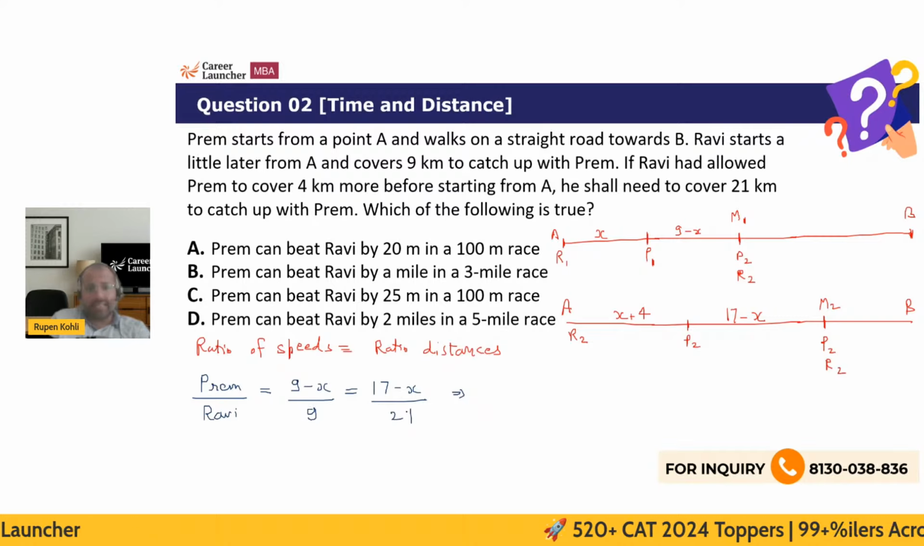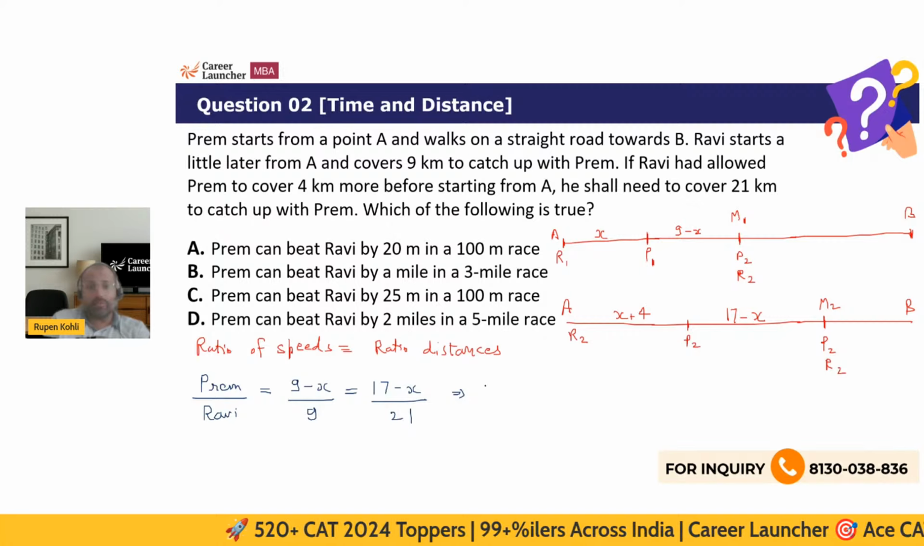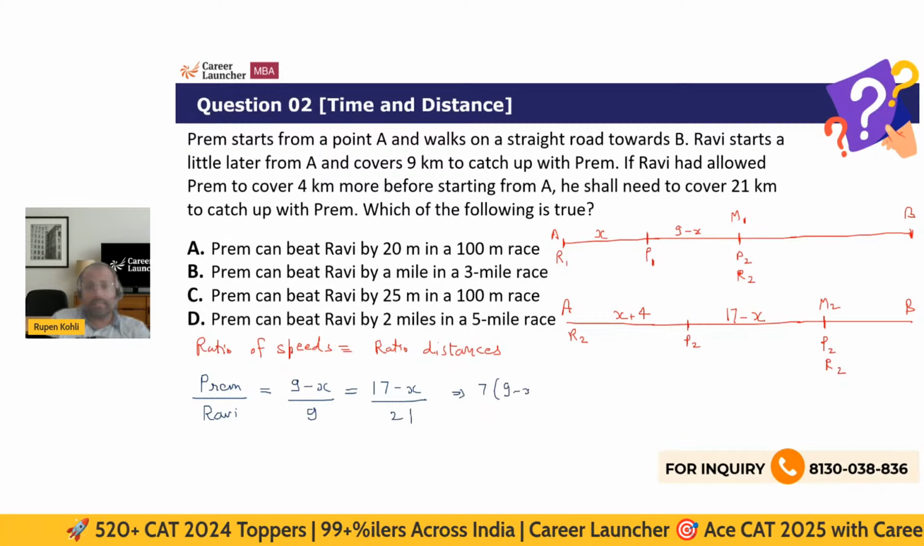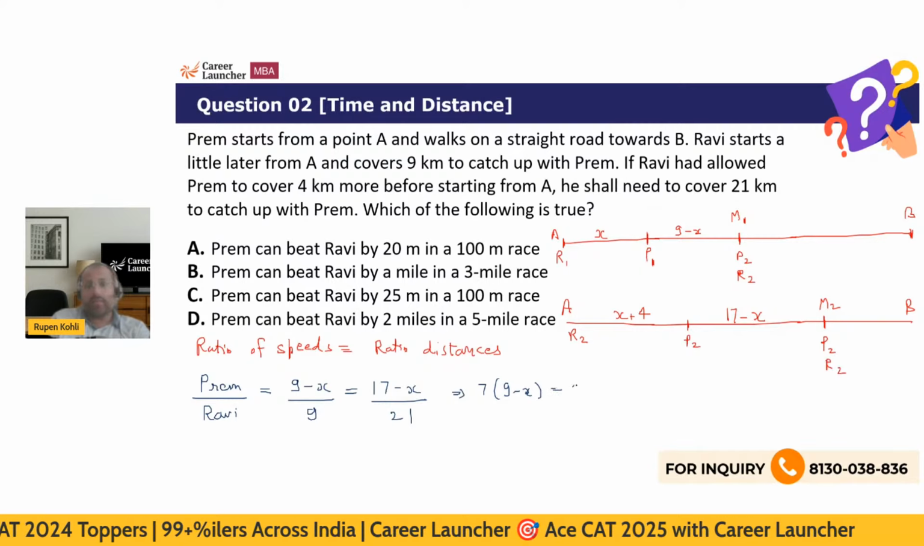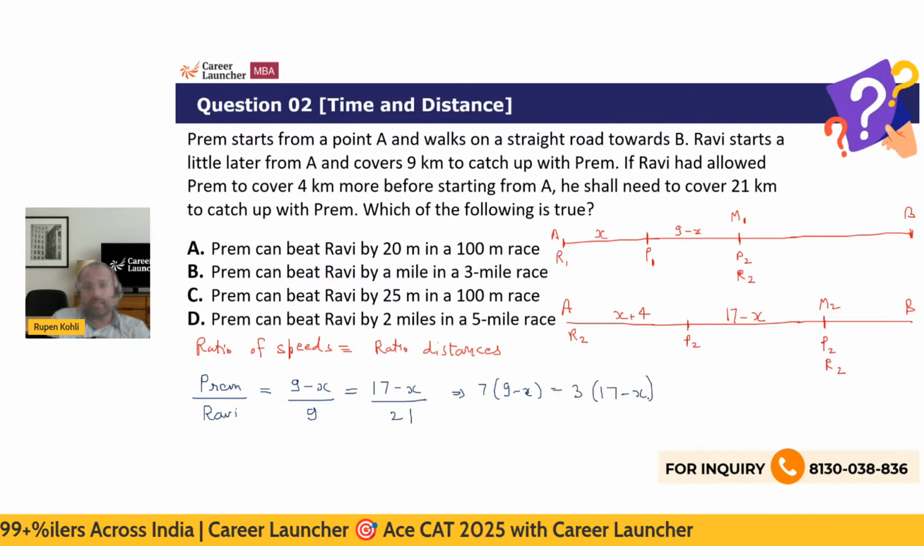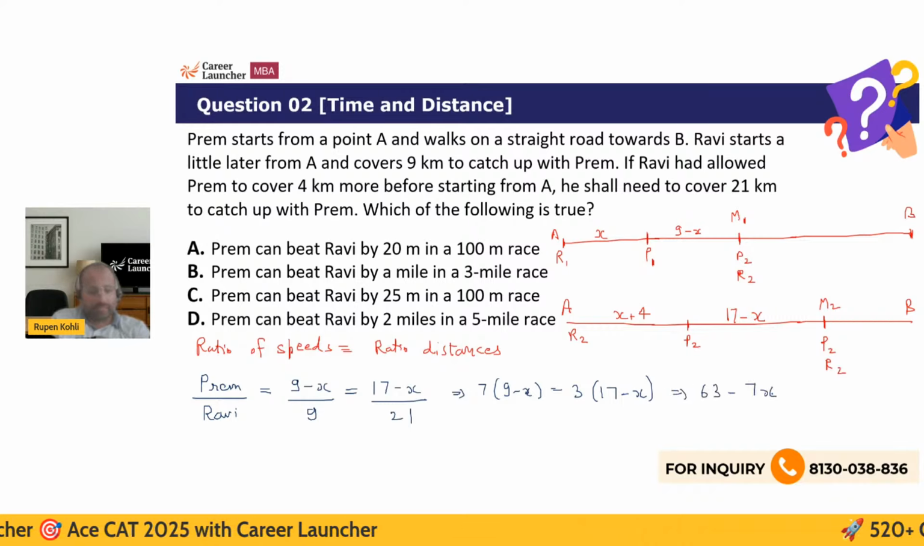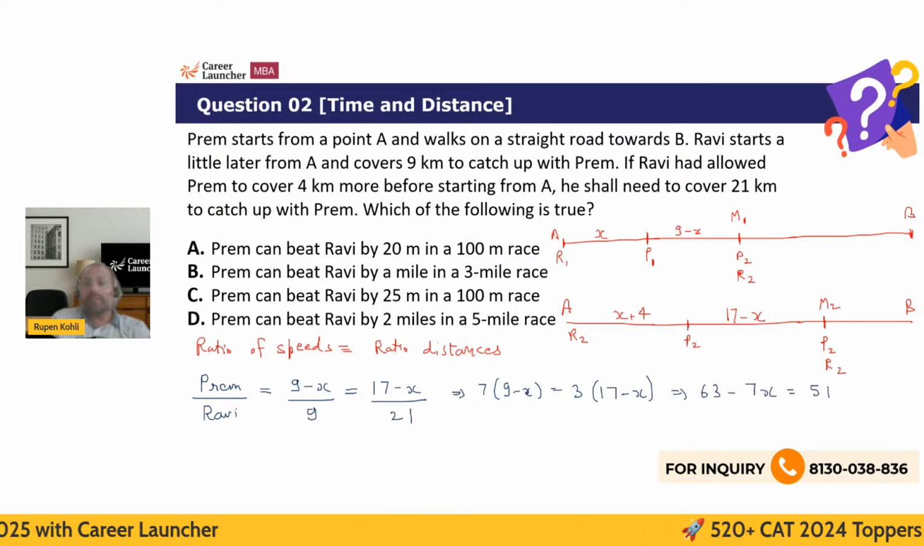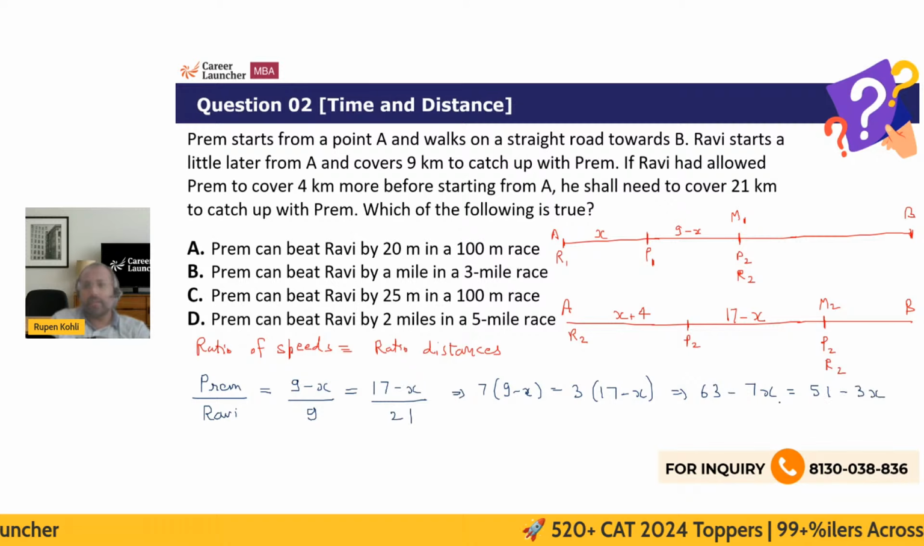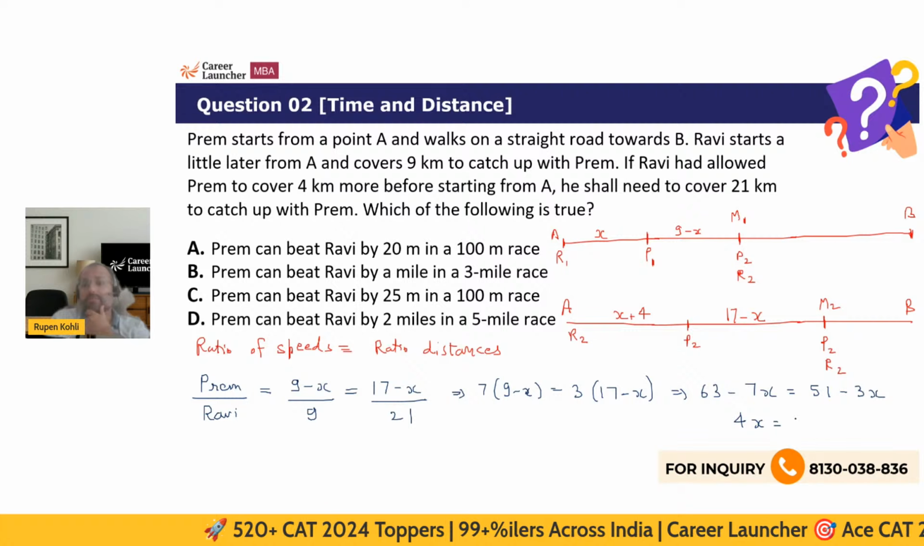Here we can cancel 9, 3. So this becomes 3, this becomes 7. So can I say 7 into 9 minus x, and 3 goes over there, equals thrice of 17 minus x, right? So we're getting 7 into 9, 63 minus 7x equals 51 minus 3x, right? So what we're getting, 7x minus 3x, which is 4x, equals 63 minus 51, which is 12.